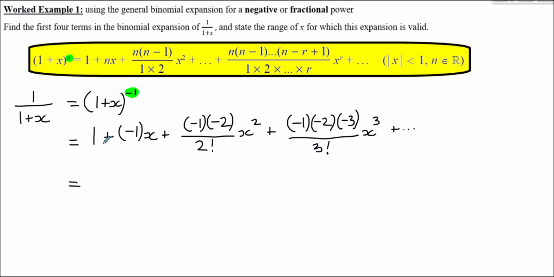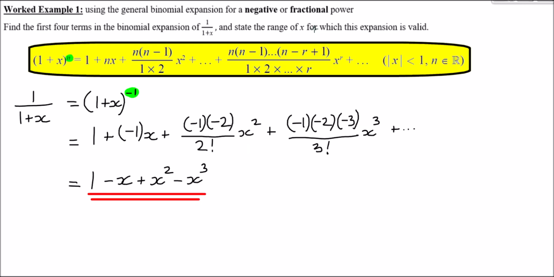So this just gives us next, we've got 1, minus 1 times x is minus x, minus 1 times minus 2 gives plus 2, 2 divided by 2 factorial gives 1, so I've got positive 1 x squared. And this one here, minus 1 times minus 2 times minus 3, that gives minus 6. 3 factorial is 6, so minus 6 divided by 6 is minus 1 x cubed. So those are the first 4 terms as we were asked for.